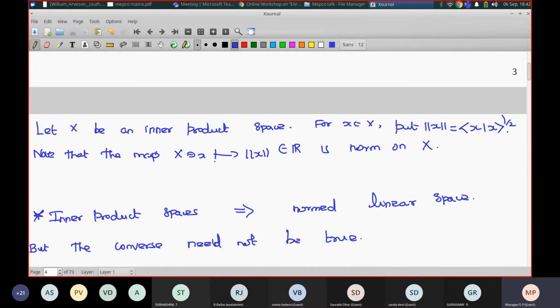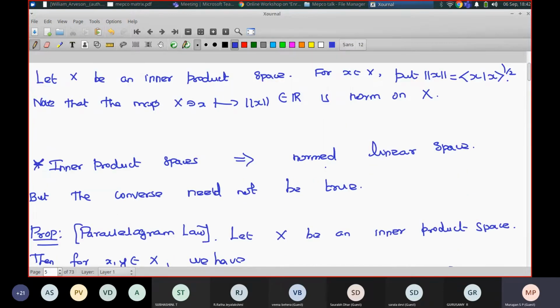Before that, we will define a norm. Let X be an inner product space and x belong to X. Put the quantity, the square root of the inner product of x comma x. Note that the map sending x belonging to X to this quantity is a norm. So if you have an inner product space, then that vector space is a normed linear space. So I will write here: every inner product space is a normed linear space. In the previous class I said every normed linear space is also a metric space.